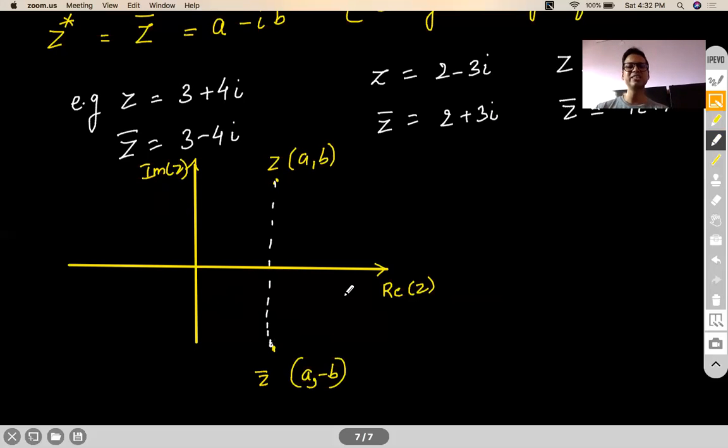Okay. So this is the reflection. This is a reflection about the real Z axis. So this length will be equal to this length. Now, even though I'm showing it in the first quadrant, it doesn't matter wherever you take the Z.